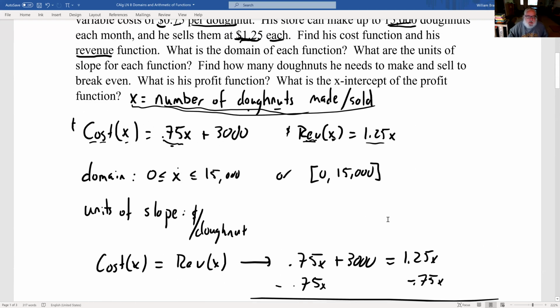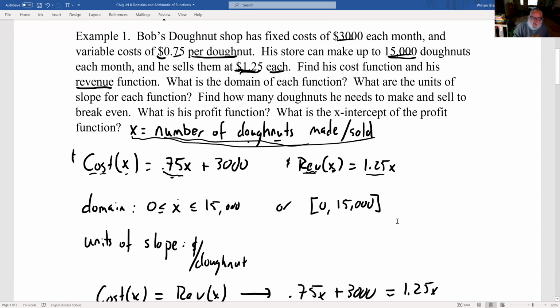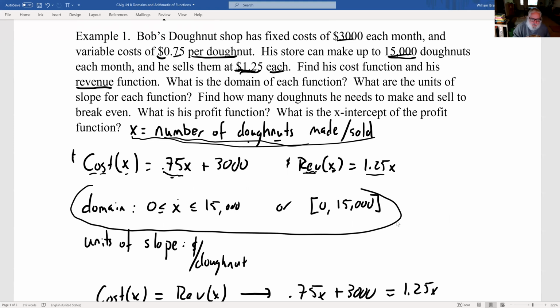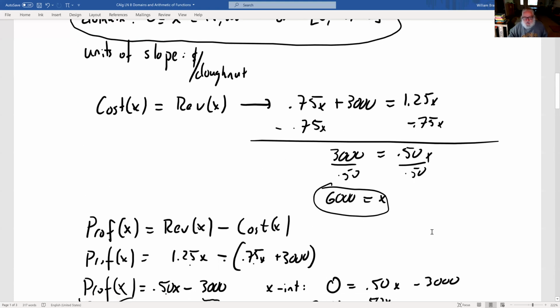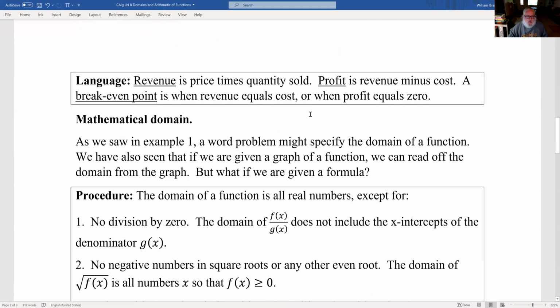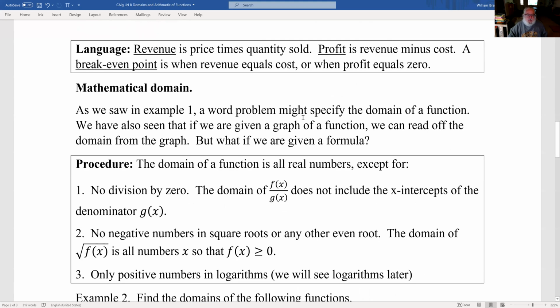So in this problem, his domain is set up by the constraints of the word problem. His factory can make up to 15,000 donuts. So you look at the word problem and it says, okay, 15,000 donuts. The formulas involved, though, don't actually have a whole lot to say specifically about whether or not you're making 15,000 donuts or not.